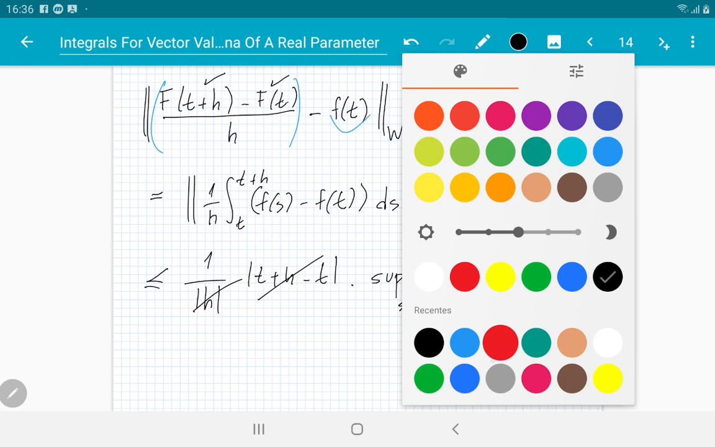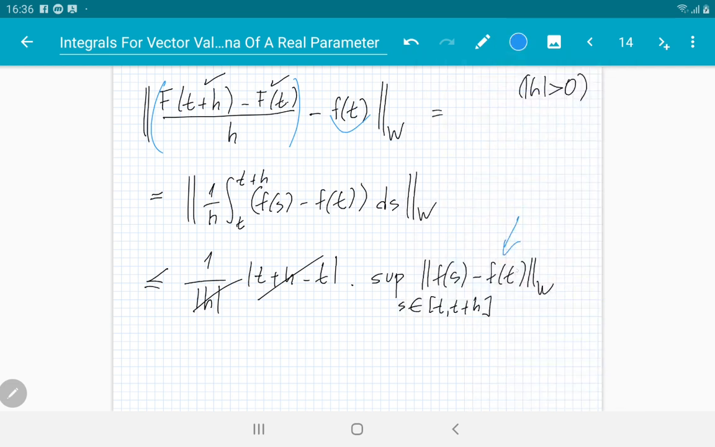Okay? And here I have f computed at two points. One of them is t, and the other one is at most a distance modulus of h away. Here, notice that I'm abusing notation. Maybe h is negative, and then this interval is not very well defined, but you take the well-defined interval between t and t plus h, which might be the interval from t plus h to t, or from t to t plus h, depending on the sign of h. The important thing, however, is that the distance between s and t is always at most the modulus of h.